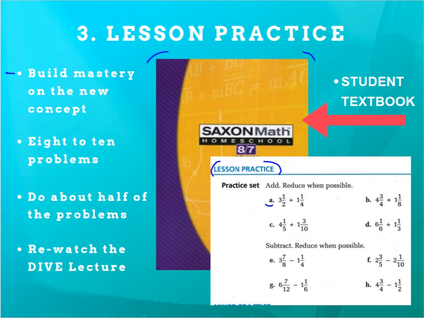Because you've already done a lot of practice. This is just for if you need extra practice. But typically doing A and B should be good. And then go down to subtract and do E and F.